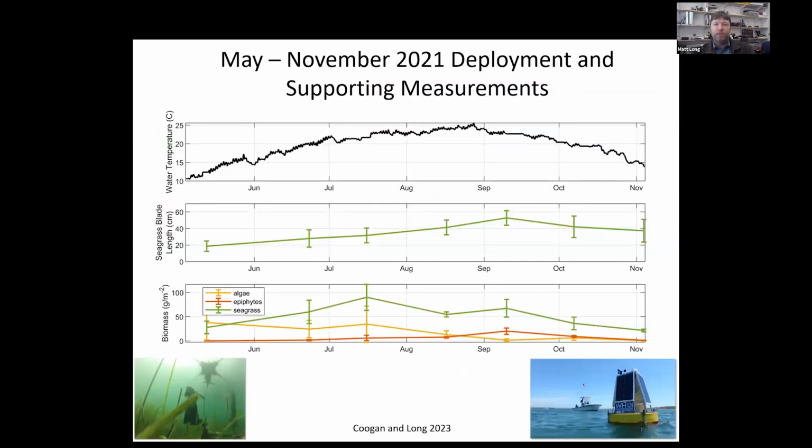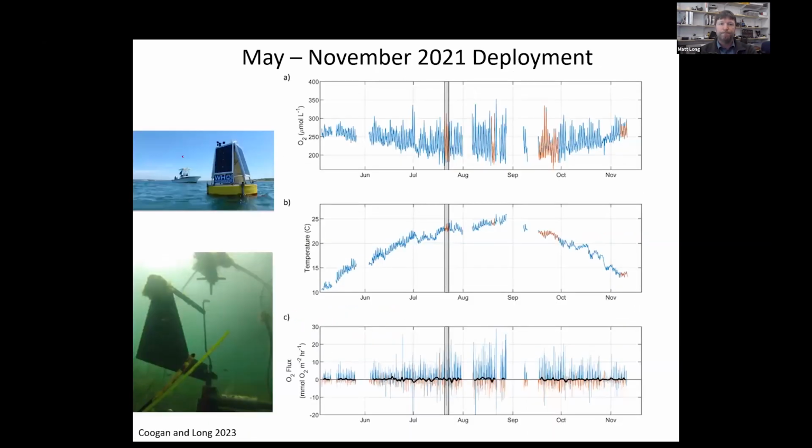And we were able to deploy this system from the beginning of May into November, the first time that we tried this. You can see the water temperature in the top panel here over that time period from the system. We also did a lot of measurements in the seagrass bed itself, looking at seagrass blade length and other metrics, but that just allowed us to get a picture of the biomass as well as the algal biomass and epiphytes on the seagrasses in the bottom panel there. So we kind of get this full growing season picture of what's going on with the benthic fluxes.